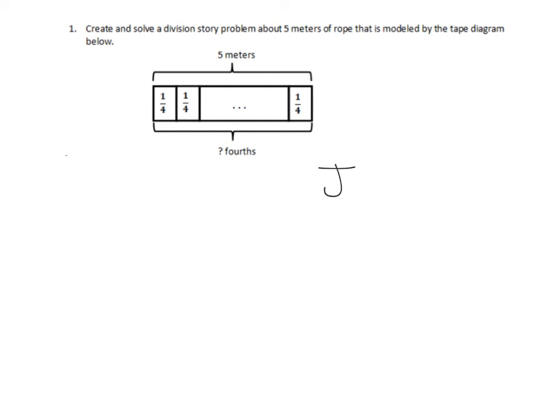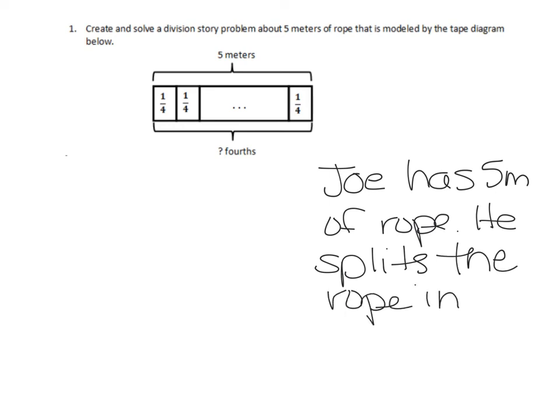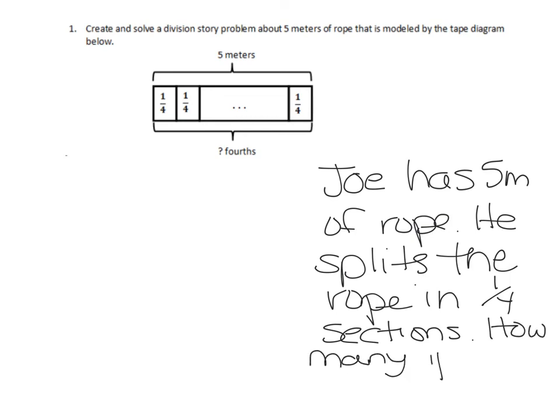let's say Joe has 5 meters of rope. He splits the rope, which tells us we're dividing, into 1/4 sections. How many pieces of rope will he have?